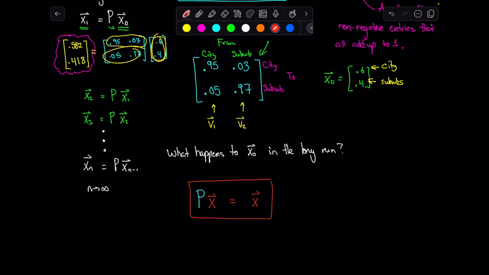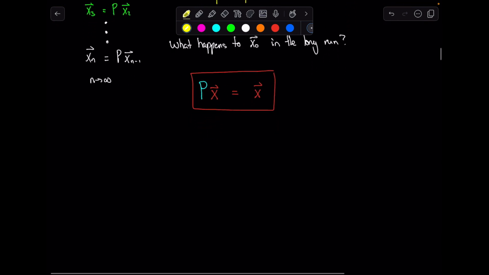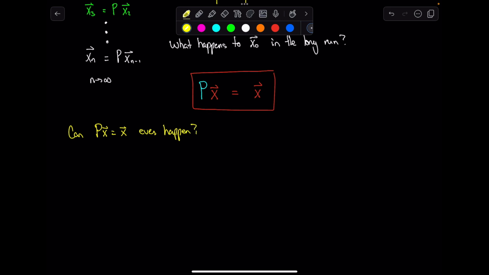Now, being guaranteed that we can do this, right? Because with a lot of things in linear algebra, you've got to be careful that you can actually do this. I'll prove to you that this is actually something that can happen. So, a question is, can Px equals x even happen? Which basically begs the question, is lambda equals 1?